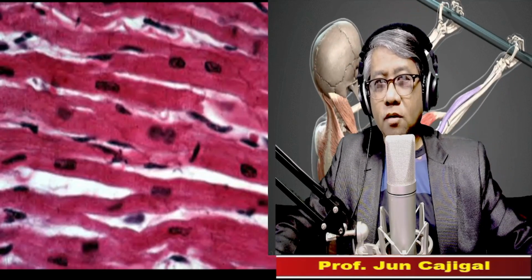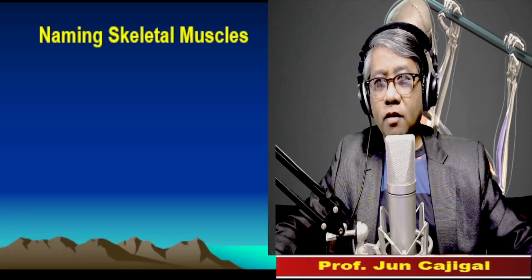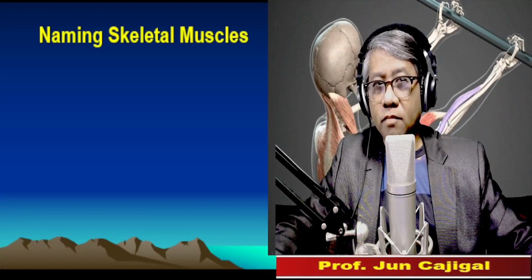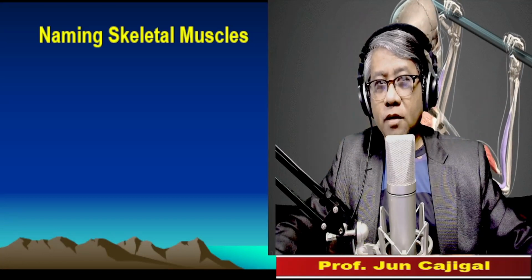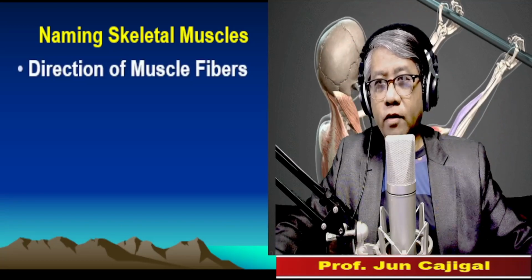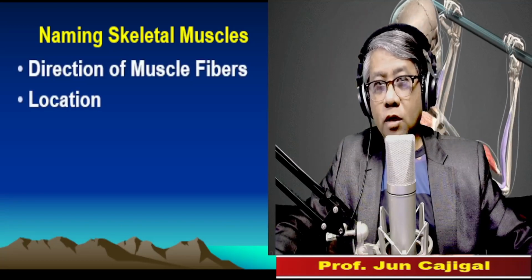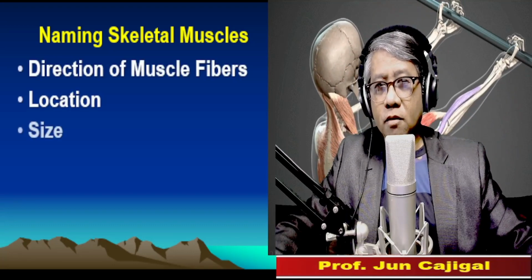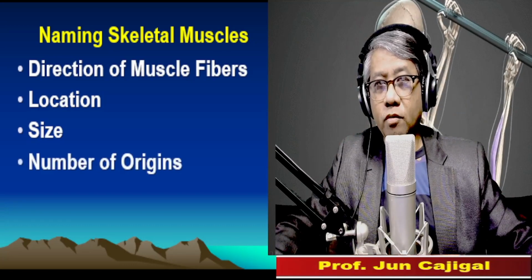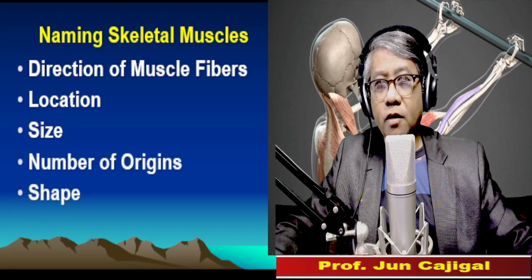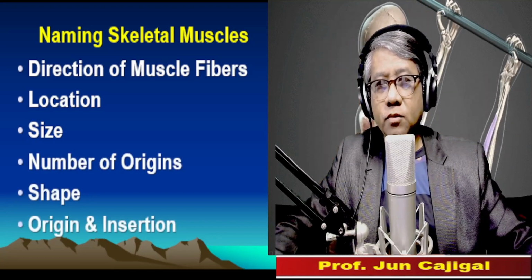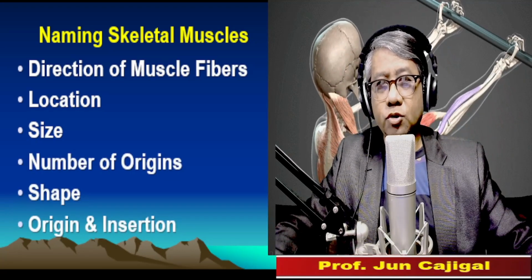Now let's take a look at naming or identifying skeletal muscles. Skeletal muscles are named or identified based on the following. Number 1, the direction of the muscle fibers. Number 2, the location of the skeletal muscle. Number 3, the size of the skeletal muscle. Number 4, the number of origins. Number 5, the shape of the skeletal muscle. And lastly, number 6, the origin and insertion.